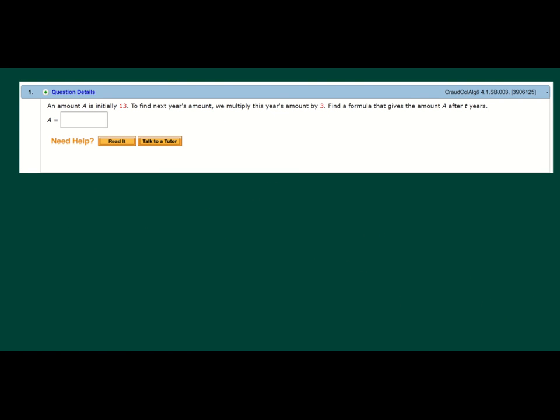All right, so we have a very, very loose context here. An amount A is initially 13. To find the next year's amount, we multiply this year's amount by 3. Without even telling you any interesting context or crazy information, they told you that you have an initial value, the initial amount, initial value is 13, and then they tell you that the constant multiplier is 3. Since that value is greater than 1, A is a growth rate, and a equals 3.